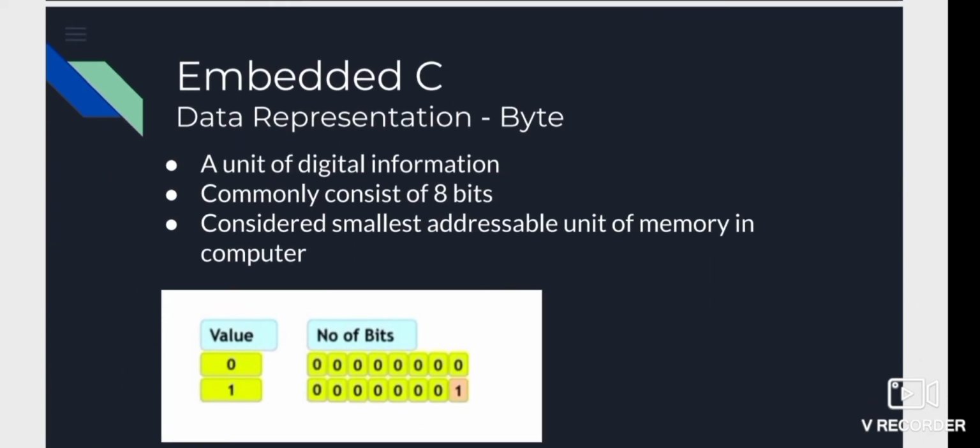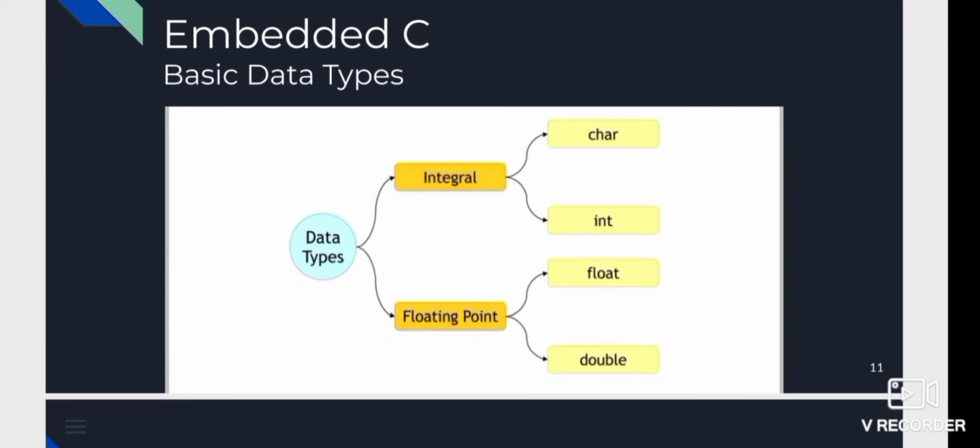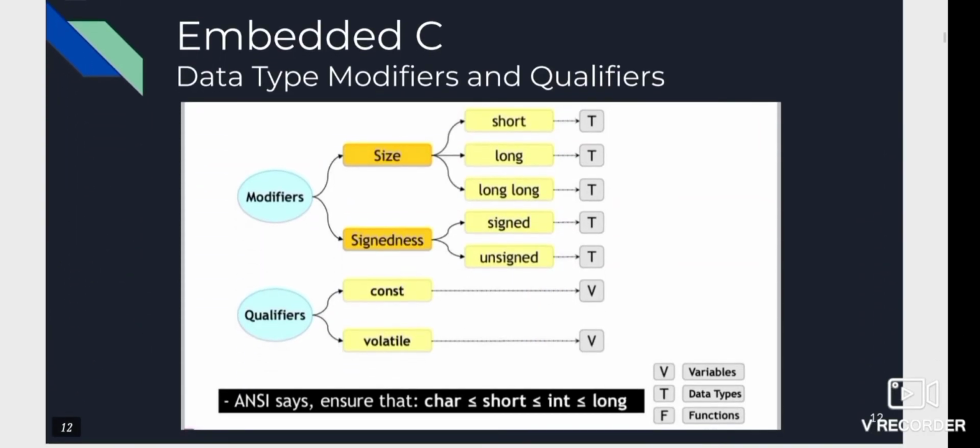Data representation may be in bytes. A byte is a unit of digital information that commonly consists of 8 bits, considered the smallest addressable unit of memory in a computer. The basic data types are integral and floating point. Coming to integral, character and integer are integrals. Floating points are float and double. Data type modifiers and qualifiers are: coming to modifiers, size and signedness. Qualifiers are constant and volatile.